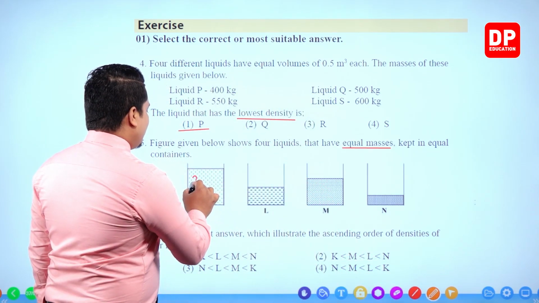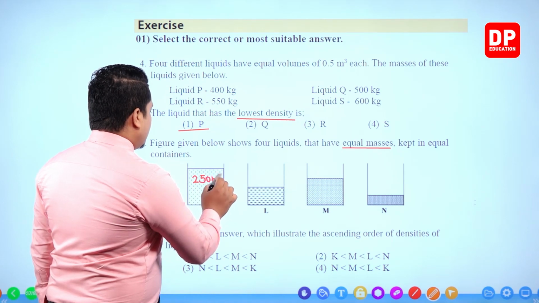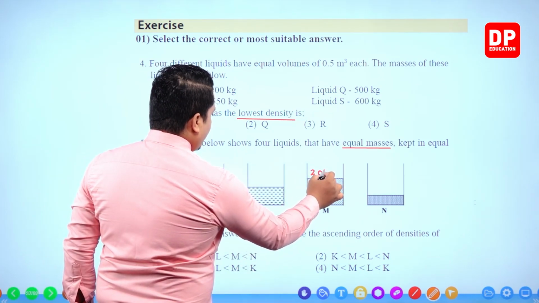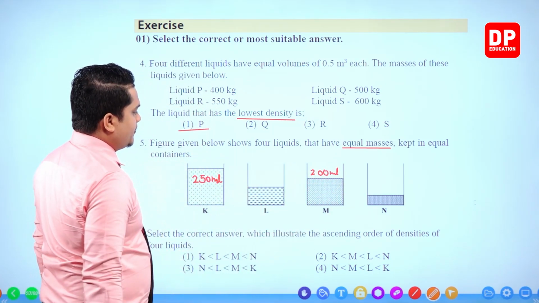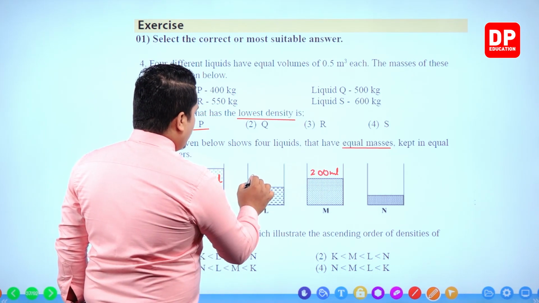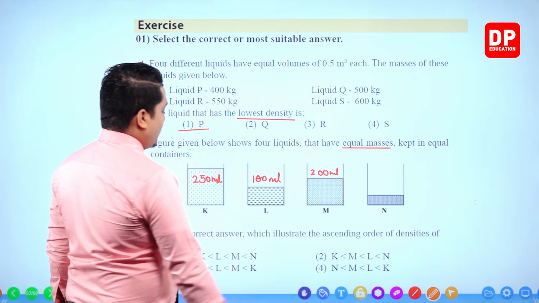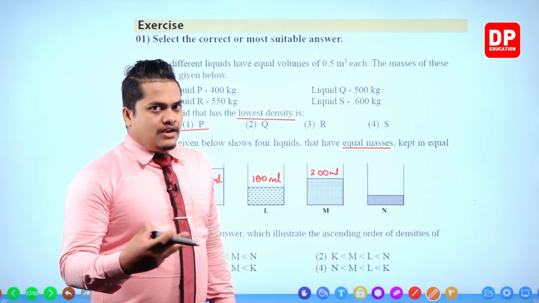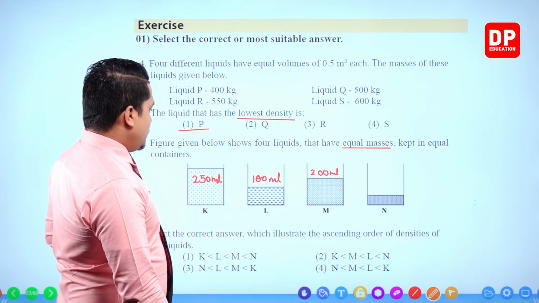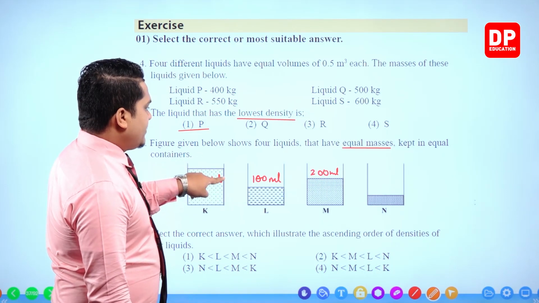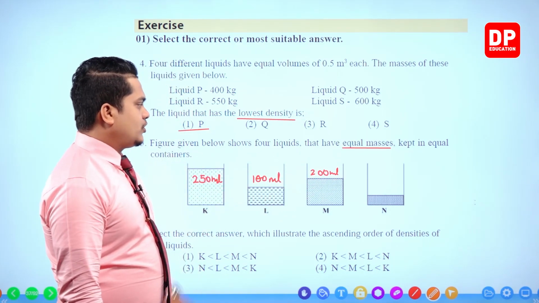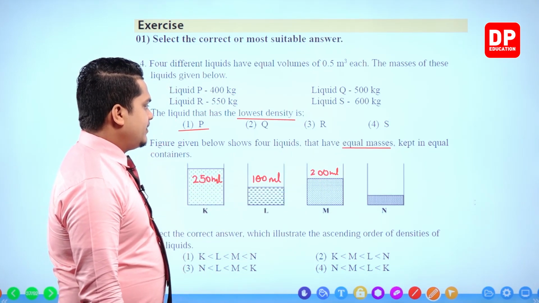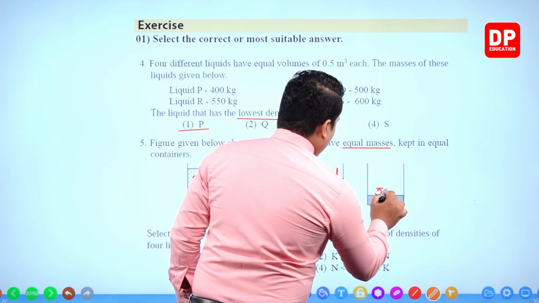We'll imagine that here it is 250 milliliters. Then over there at M, it's around 200, somewhat lesser than this. Then over here, it's around 100 milliliters. These are imaginary values; we don't know whether they are correct. However, by looking at the levels, definitely we know that if it is 250 here, then somewhat lesser than that, like 200. Then over here, even lesser than that, like 100. Then in here, the lowest one, like 50.